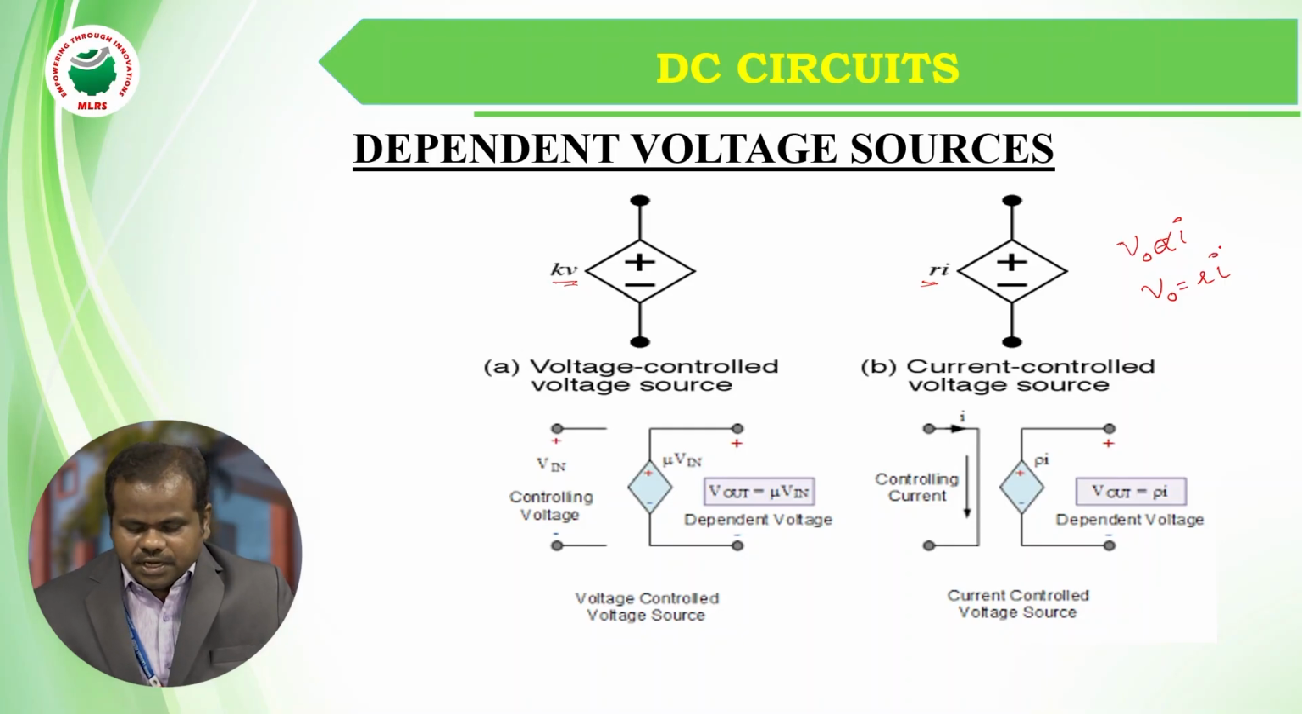In the below figures, we can see the actual or practical representation of the voltage controlled voltage source. In this case, it can be seen that the output V0 is dependent on the input voltage and the constant is given by some mu, which is equal to K, as shown in figure A. Similarly, in the current controlled voltage source, the output voltage V0 is directly proportional to I and the proportionality constant is represented by rho, which is nothing but equal to R.